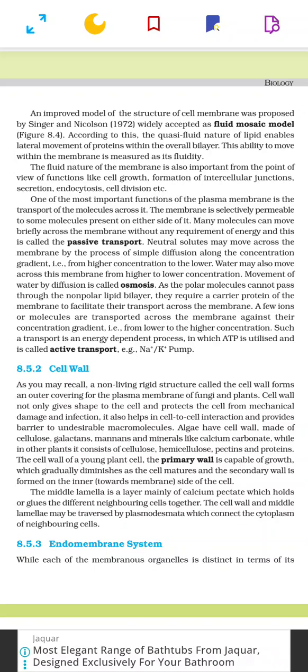Algae have a cell wall made of cellulose, galactans, mannans and minerals like calcium carbonate, while in other plants it consists of cellulose, hemicellulose, pectins and proteins.